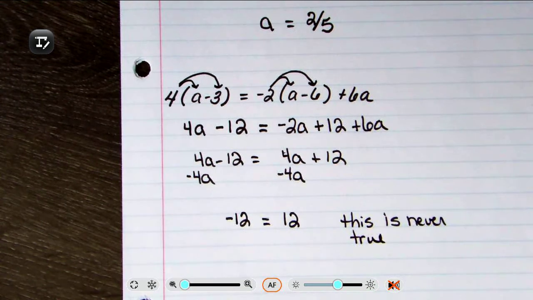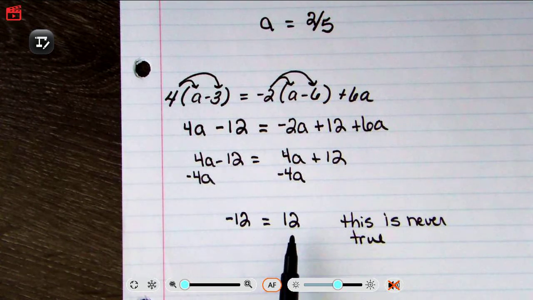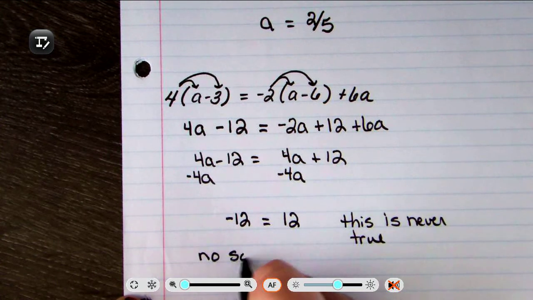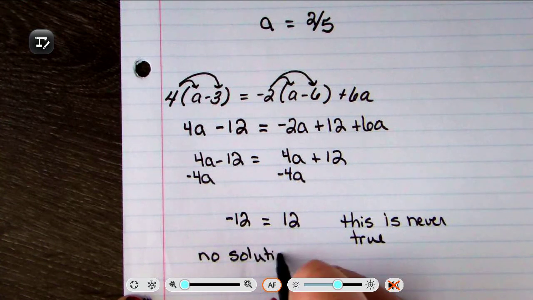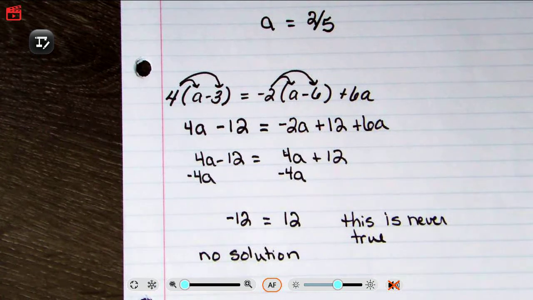So what that means, when I get down to where there are no variables left, I want to remind you, having a variable equal to 0 is an okay thing. But saying that negative 12 is equal to a positive 12, that's never true. So when that happens, we have that there is no solution. There is no value for x, or a in this case, that I could substitute in there that would make this thing true. This is going to be a false statement always. So there is no solution.